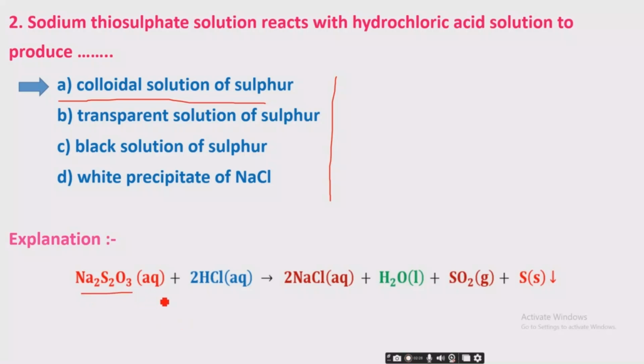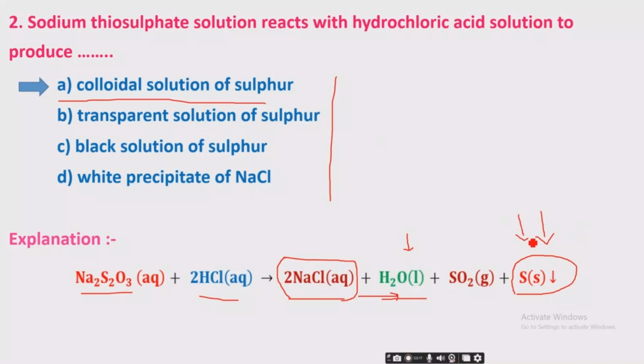So when sodium thiosulfate reacts with HCl, the colloidal solution of sulfur is formed. Here SO2 gas is formed and liberated from the reaction mixture. Also H2O is in liquid state, so it remains in aqueous state. Also sodium chloride is a salt formed in this reaction, but sodium chloride is soluble in water, so it has no precipitation in the reaction vessel or a conical flask. So the correct option is colloidal solution of sulfur, which is opaque in nature, and we have to identify that.